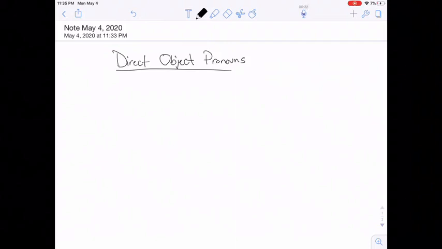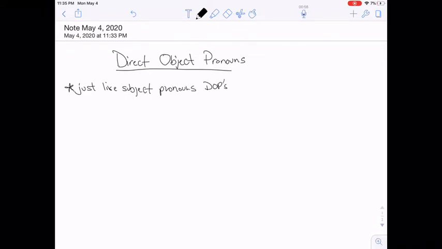We have to realize that a pronoun is going to be something that replaces a noun. Okay, that's like number one. And it's kind of like a subject pronoun where it replaces a noun in a sentence. But just like subject pronouns, DOPs, direct object pronouns, replace the direct object in a sentence.